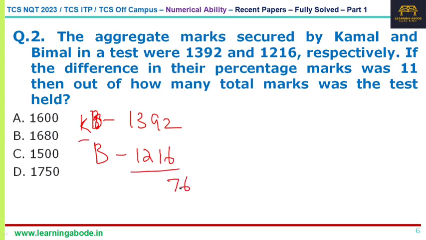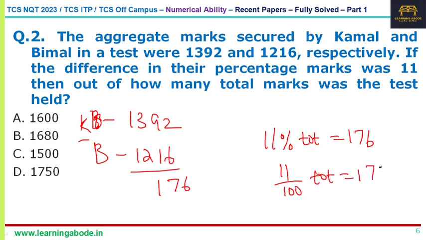Now what is the difference? The difference is 176. So 11% of the total is this 176. What will be the actual total? 11% is 11 by 100, so 11 by 100 of the total is 176. The moment you look at 176, you know it is a multiple of 11, 16 times. So the total is 16 into 100, 1600 total marks. That's answer option A for the second question, a very simple percentage based question.